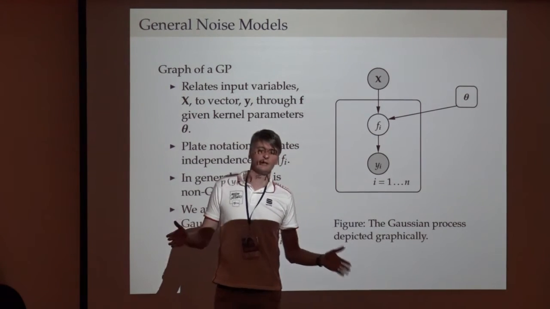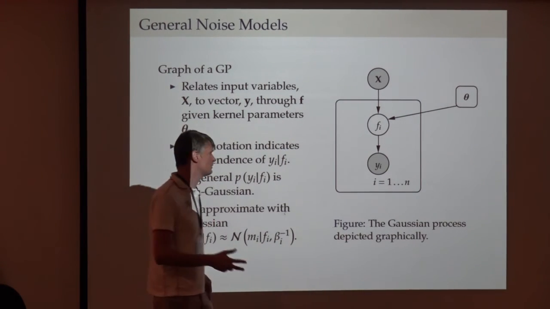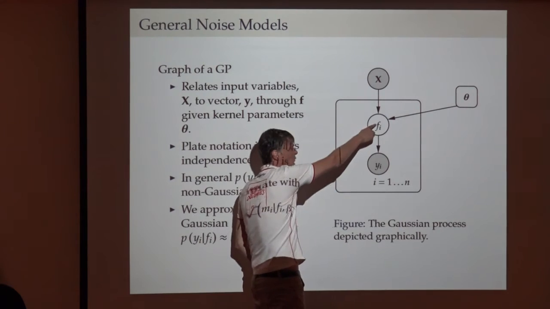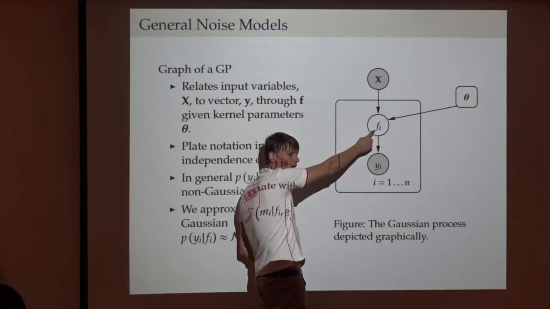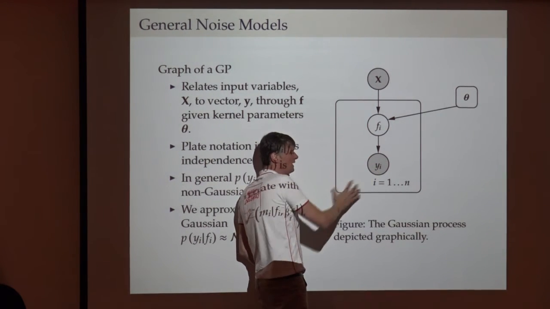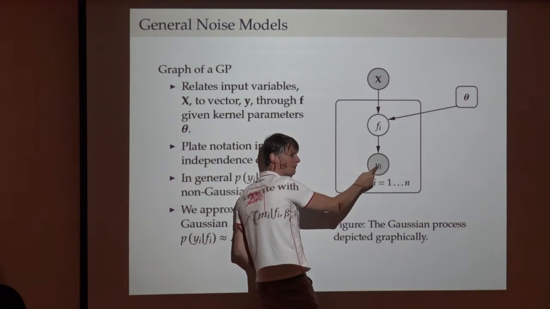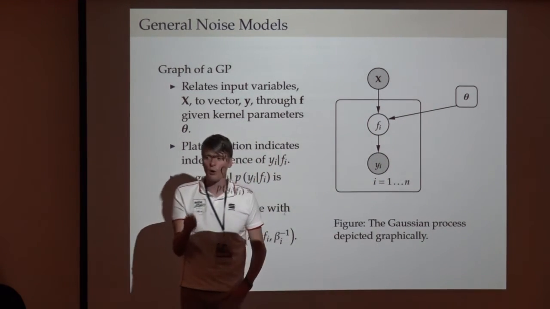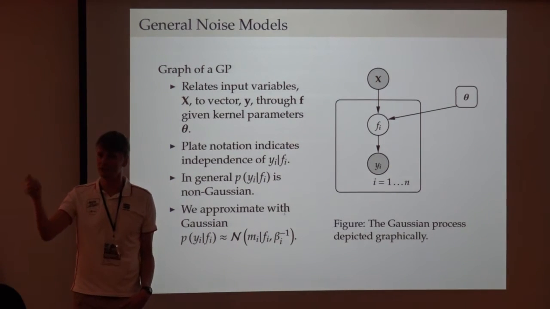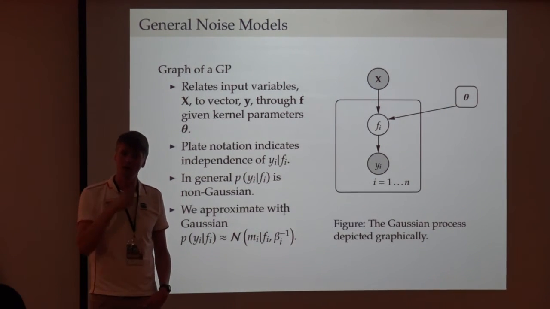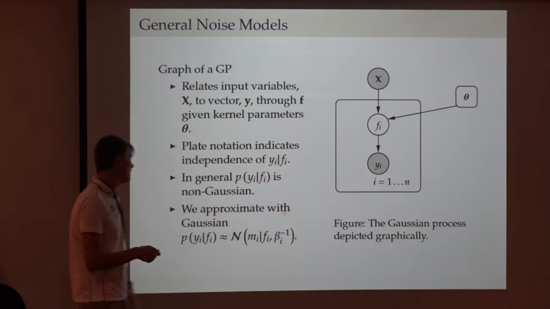Now this makes everything non-Gaussian. As soon as you introduce this, we now have a likelihood which is non-Gaussian. You relate your function to your observation, here I've implied independently with this graph notation, in a non-Gaussian way. All these Gaussian things fall apart, and you get a non-Gaussian entering in.